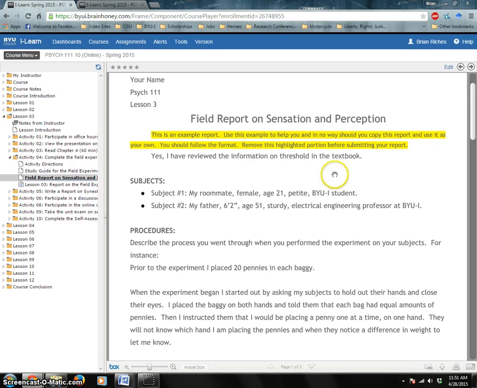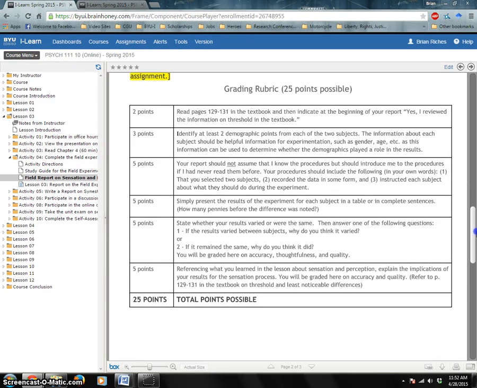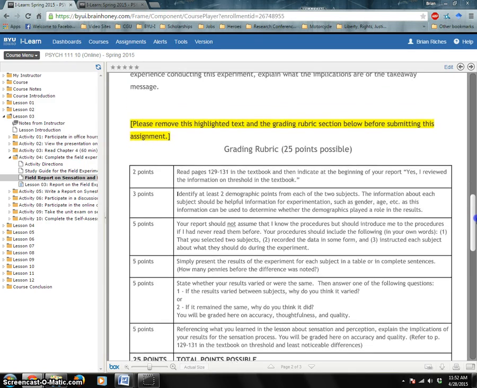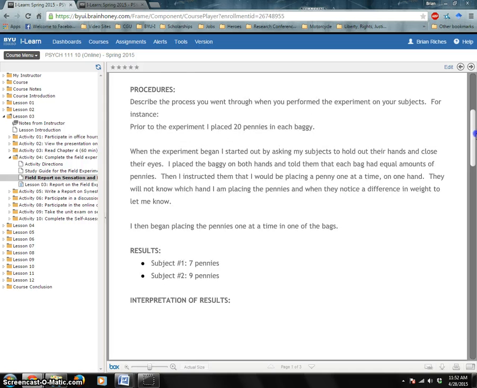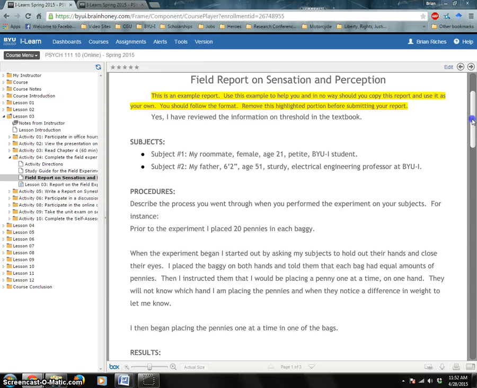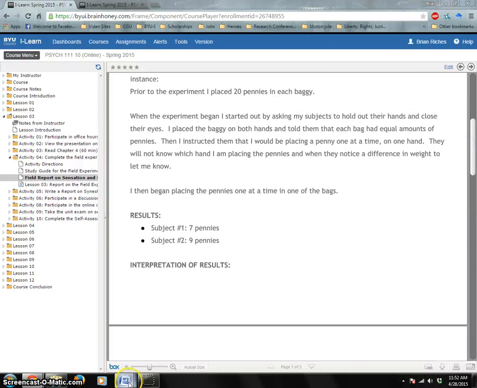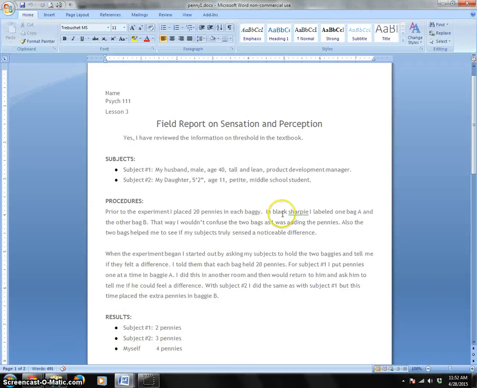So first, always remember, look at the example report, follow the rubric, follow the directions. So you'll find those down here always, and they also have these on the reports. So again, these examples I'm going to show you are not for you to copy and plagiarize from. These examples are to help you see how it should be done and what I am looking for. So after you've read that and you have an idea of what to do, you can go and write your report. So here are a couple pretty good reports.